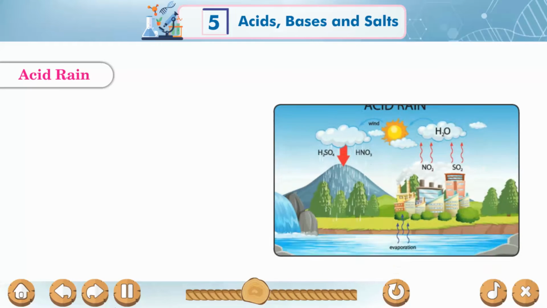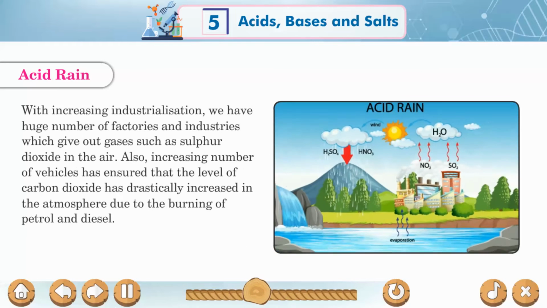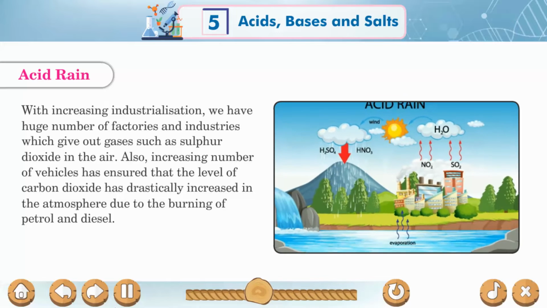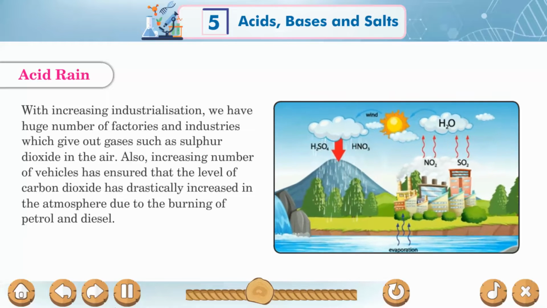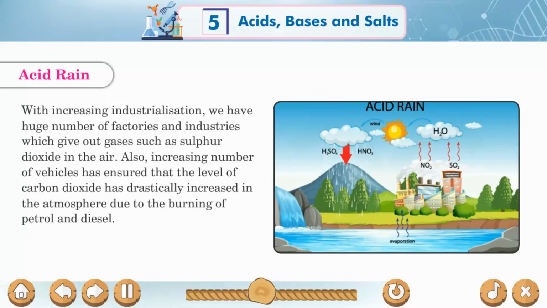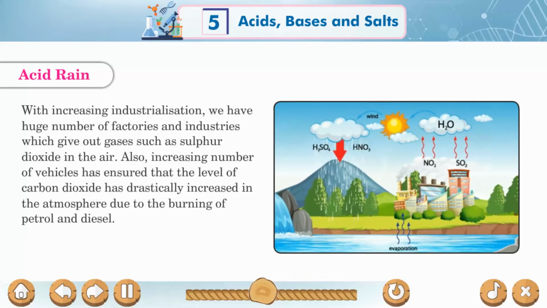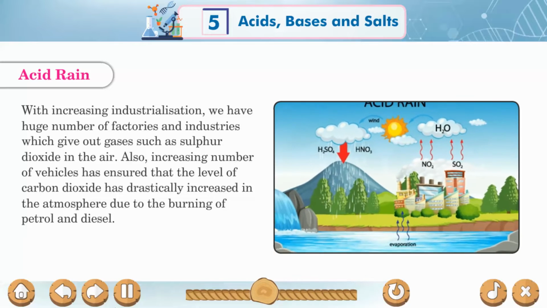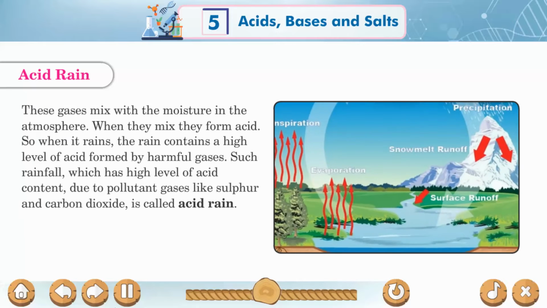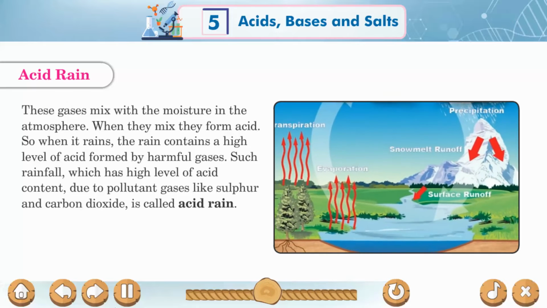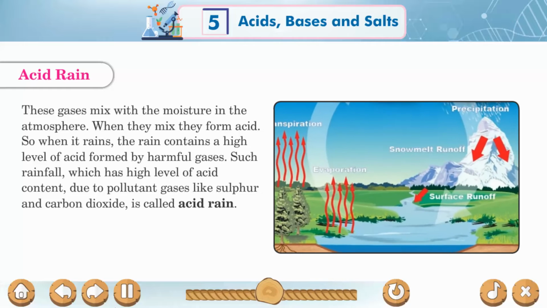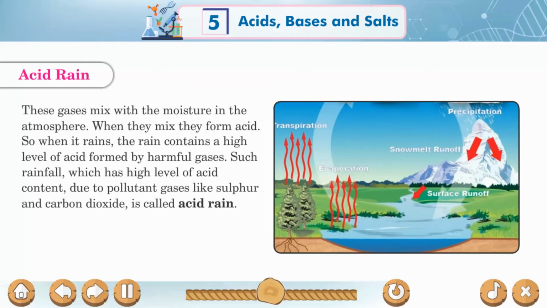Acid rain. With increasing industrialization, we have a huge number of factories and industries which give out gases such as sulfur dioxide in the air. Also, the increasing number of vehicles has ensured that the level of carbon dioxide has drastically increased in the atmosphere due to the burning of petrol and diesel. These gases mix with the moisture in the atmosphere. When they mix, they form acid. So when it rains, the rain contains a high level of acid formed by harmful gases.